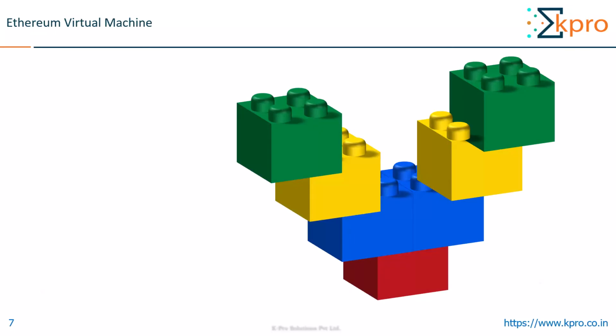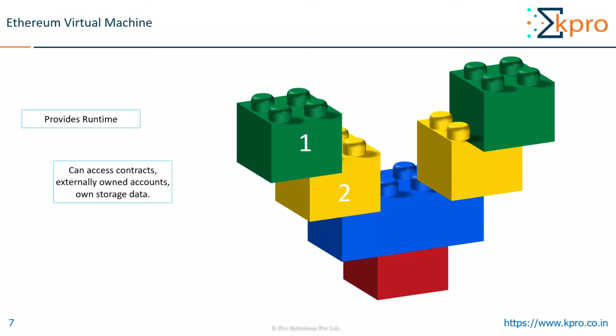Next, let us see what is the Ethereum virtual machine or the EVM. So EVMs are primarily responsible for providing runtime that can execute code within smart contracts. It can access accounts, both contract and externally owned, and its own storage data. EVMs do not have access to the overall ledger but do have limited information about the current transaction.